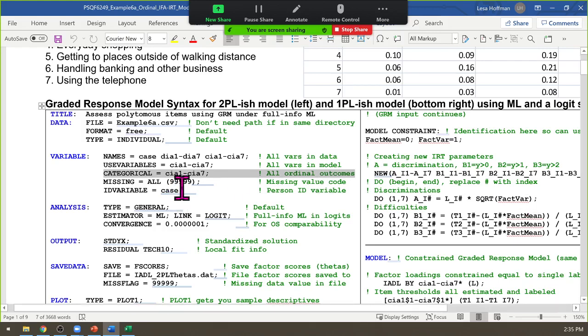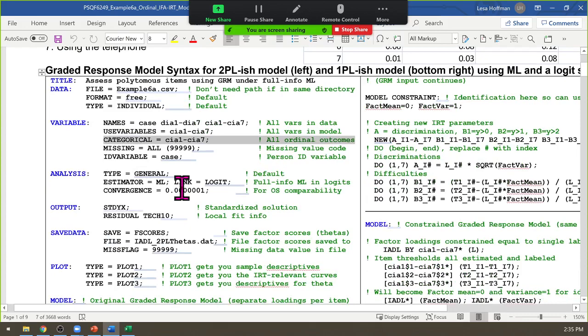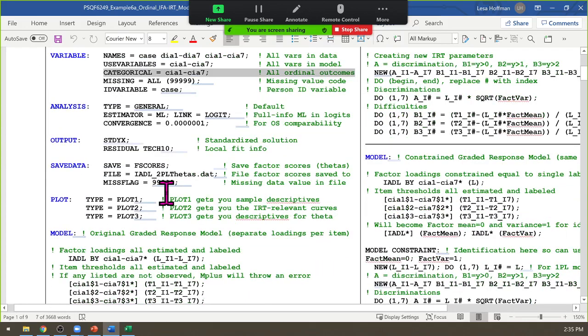So I've got 7 items. I am asking for residual analysis and Tech 10. That's how we do local fit in marginal maximum likelihood. It's a giant pain because what it returns to you is a series of chi-square tables for each pair of items. So it's a lot of stuff to look through. I will show you the limited information version of estimating these models in which fit is a lot easier to assess in just a bit.